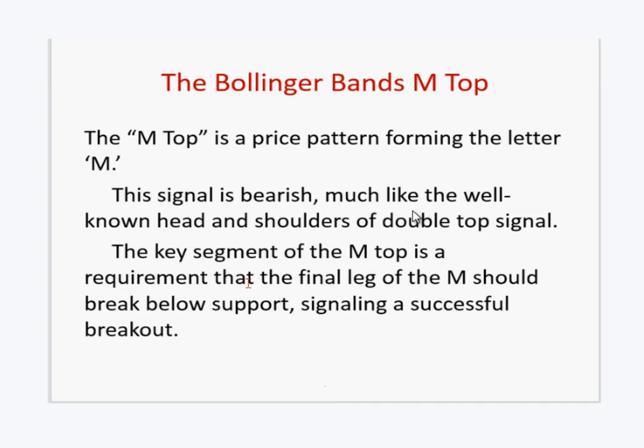Now, the second signal that's worthy is called the M-top. And what happens here is that price actually forms the letter M. And it's a bearish signal that's very much like the head and shoulders or double top signals as far as the strength of the signal. What you expect to see is the M form and then price to break down below the lower band after that. In fact, that's the key signal that makes it a legitimate M top, is that it's a requirement that the final leg of the M should break below support, or in this case, below the lower band of Bollinger. I have an example here of that.